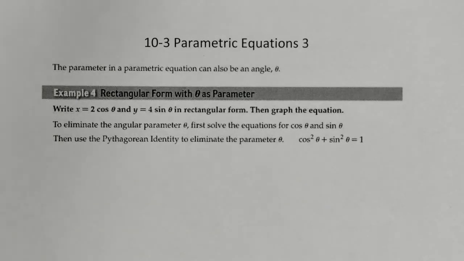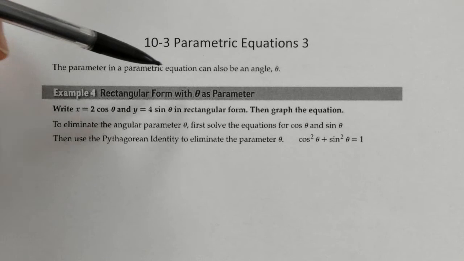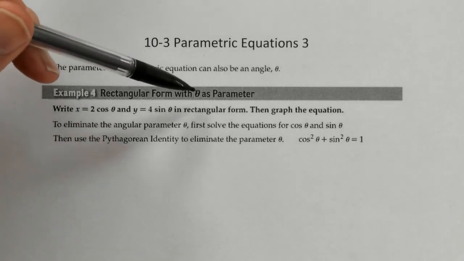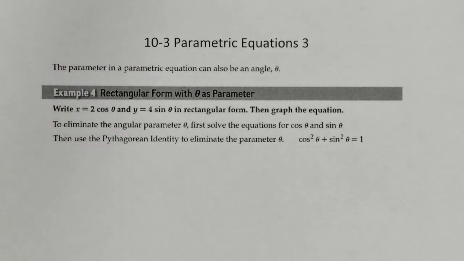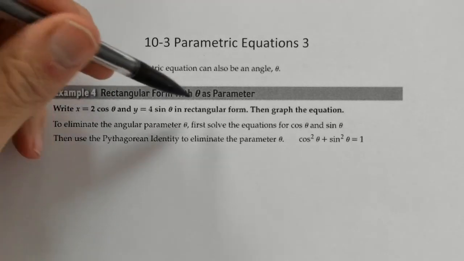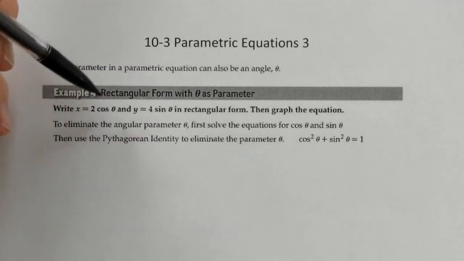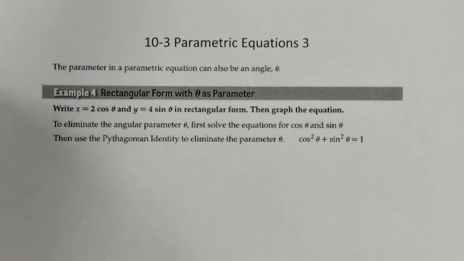All right, guys, in this section 10-3, the topic here is parametric equations, part 3. In this section, this time the parameter is going to be an angle. The parameter is going to be an angle. So that third variable is going to end up being an angle measure. And so, as you can expect, if we're dealing with angle measure, then we have equations of the form of sine and cosine that come into play here. And so here's the first type of problem that we're going to be looking at.